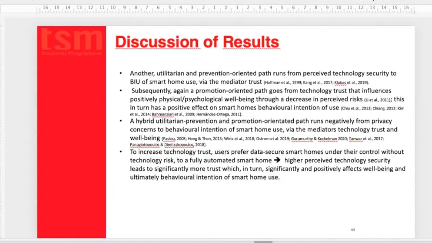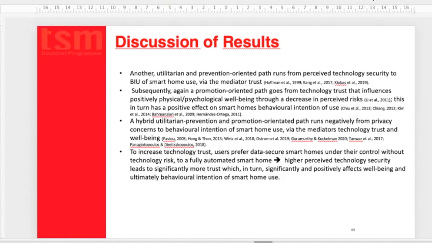And so when we discuss the results, it's important that, again, we do a literature review. We show that our results go in the same direction as the literature. On the other hand, if we find results that are not in line with literature, we have to explain why we find the differences, which is in our case not the case, because actually all our hypotheses were confirmed. That is why our results are in line with our hypotheses, and our hypotheses are naturally justified by the existing literature. That is why we are in line with the literature. So in summary, to increase technology trust, we have to offer data secure smart homes and the control without technology risk.